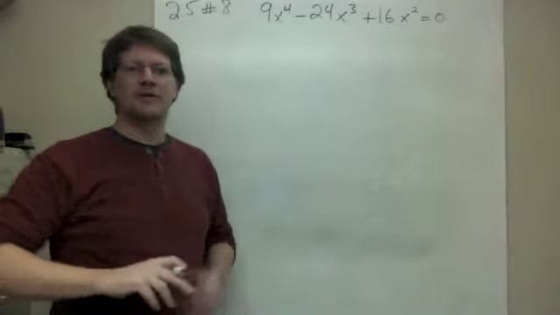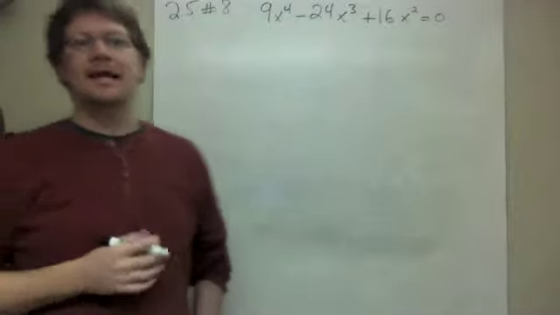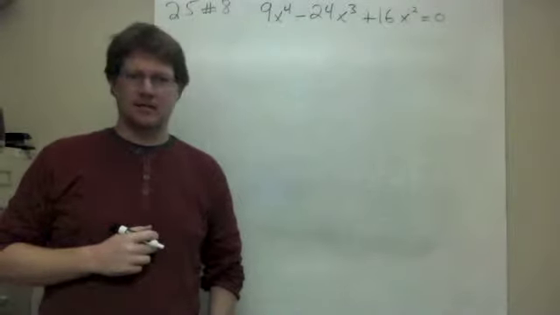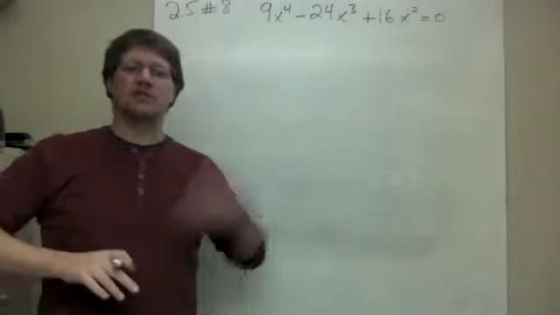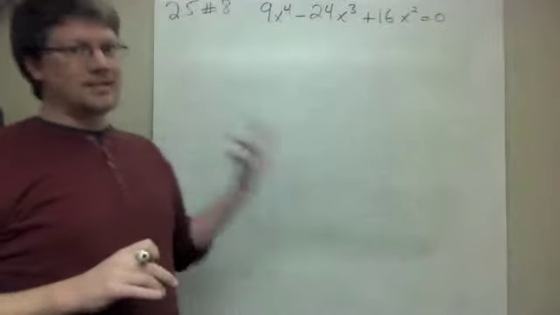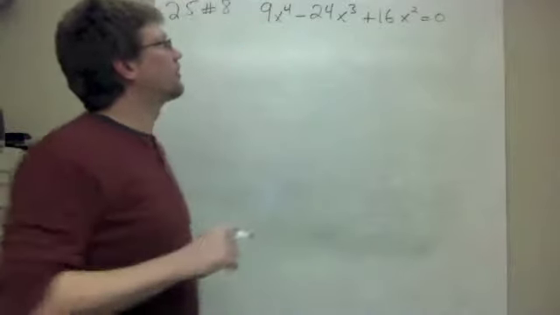All right, section 2.5, number 8. We're given this polynomial, 9x to the fourth minus 24x cubed plus 16x squared, and we're asked to solve this for 0. Okay. Now, this thing, it's not a quadratic, right? We've got x to the fourth.